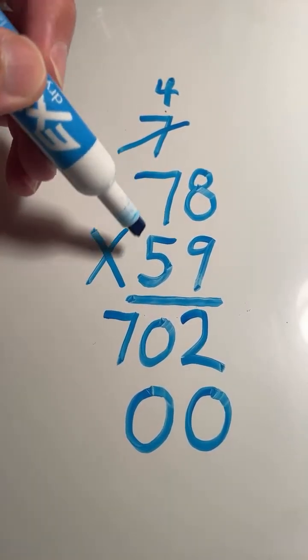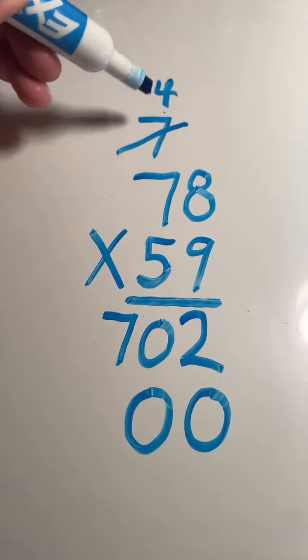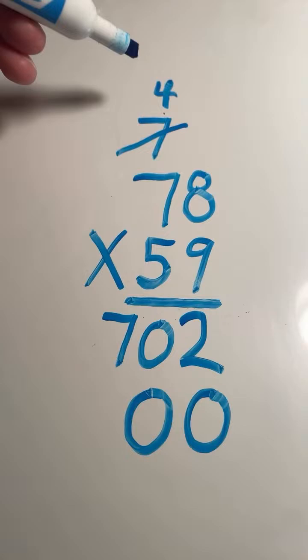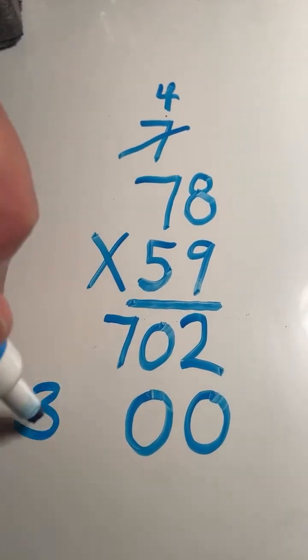So next we multiply 7 times 5, and then we have to add the 4 that we carried over. 7 times 5 equals 35. 35 plus 4 equals 39.